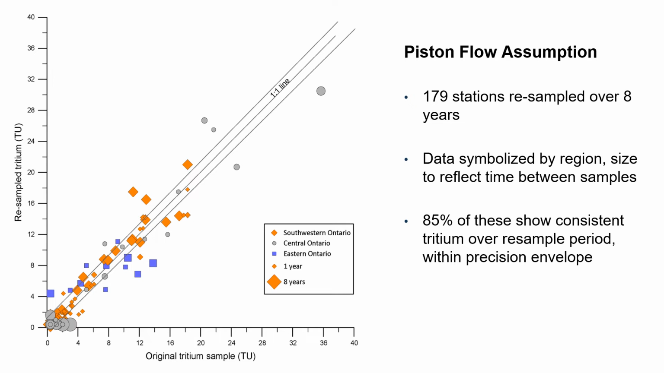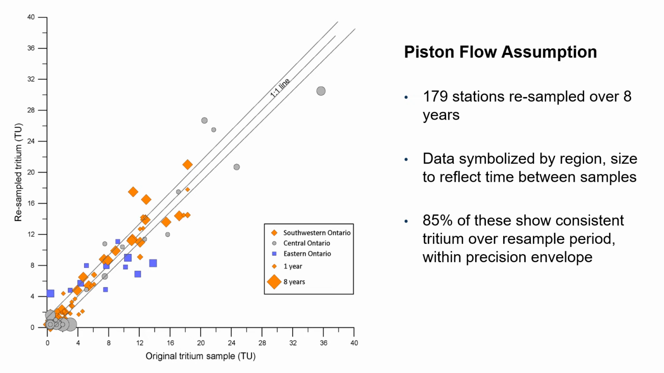We divided up the study area into southwest, central, and eastern Ontario. And in this plot, I'm showing you the first sample from the x-axis versus the repeat sample on the y. And the lines surrounding the one-to-one line represent analytical precision, which was estimated with a Thomson-Howarth error analysis. So 85% of the resample pairs fall within the precision envelope.